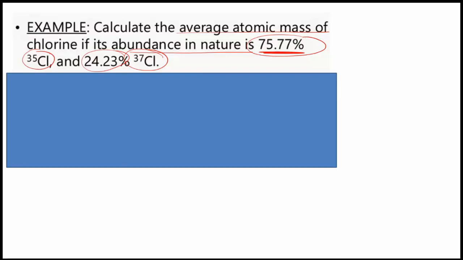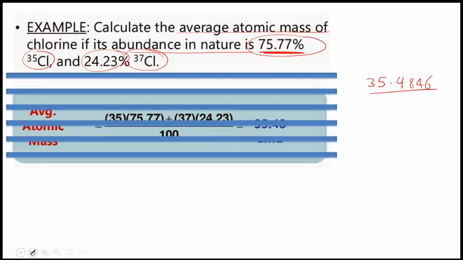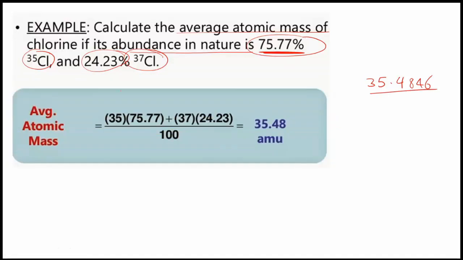Anybody? 35.4. What's the next decimal number? 4846. Okay, that's a good one. So here the average atomic mass, we multiply the first mass times first abundance, second mass times second abundance, divided over 100, so it gives us 35.4846 atomic mass unit.